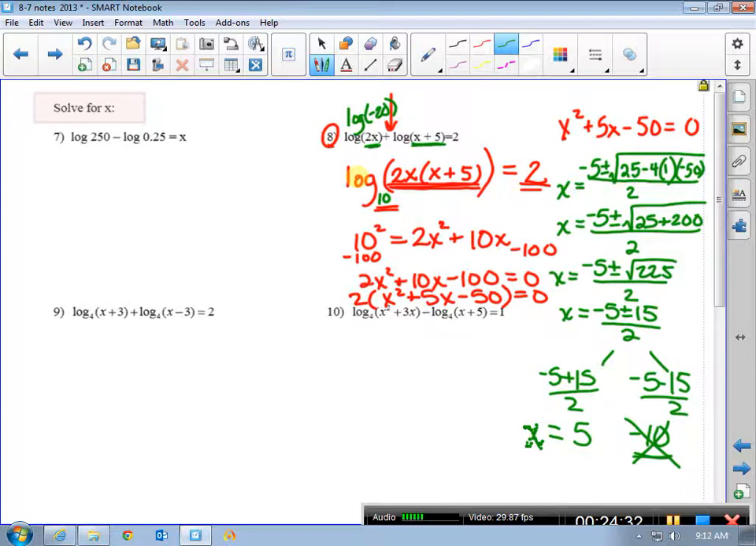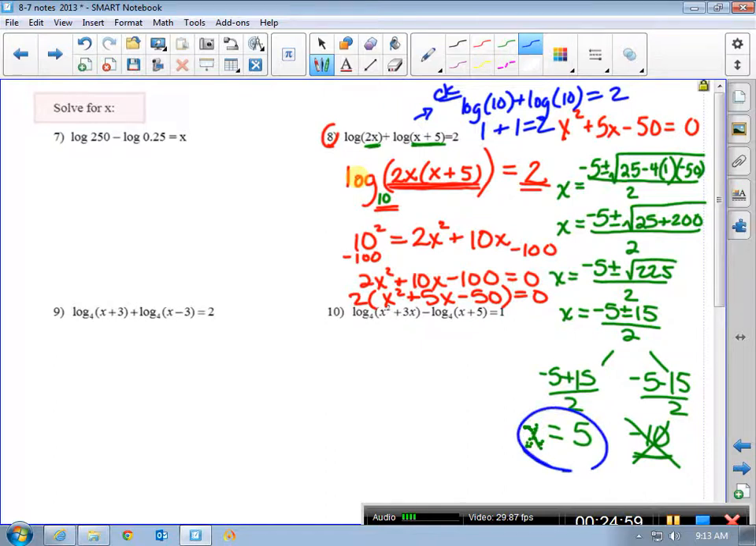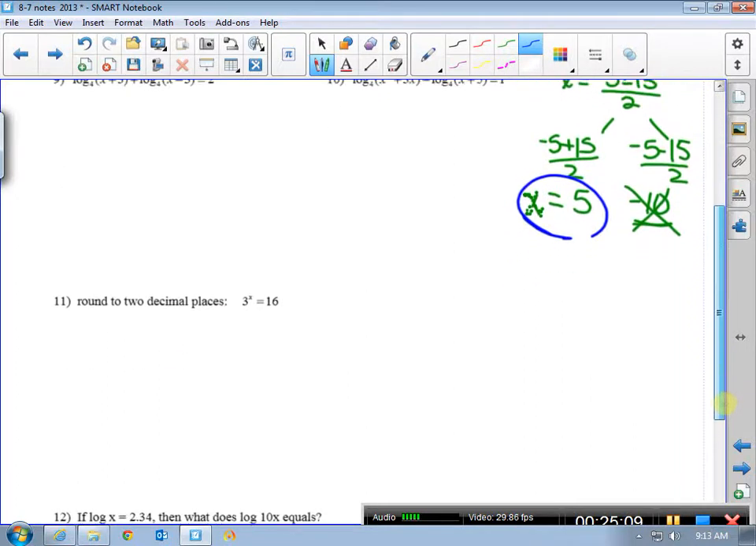And let's go ahead and check x equals 5. Make sure we didn't make any mistakes. I'll do that in blue. So we should have the log of, we're going to put in 5. Log of 10 plus the log of 10. Nice. Equals 2. And we know log of 10 is 1, and 1 and 1 equals 2. So that's a good answer. It would have factored, but I wanted to go back down the road of using the quadratic formula, just in case you get one that does not factor.